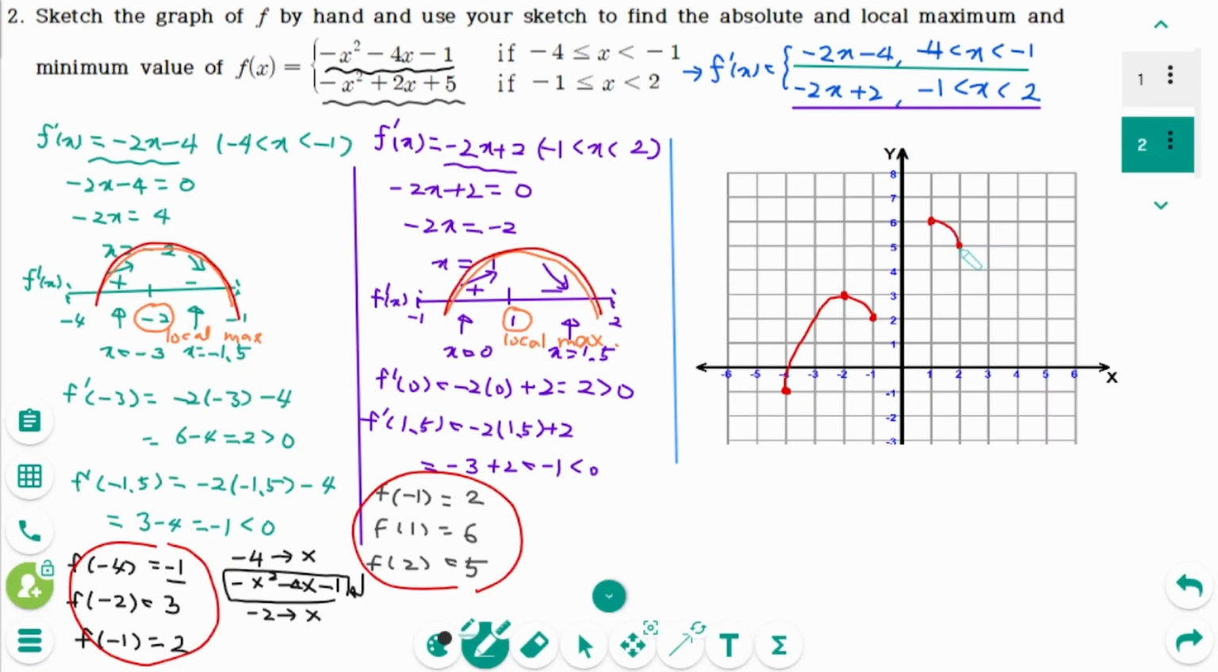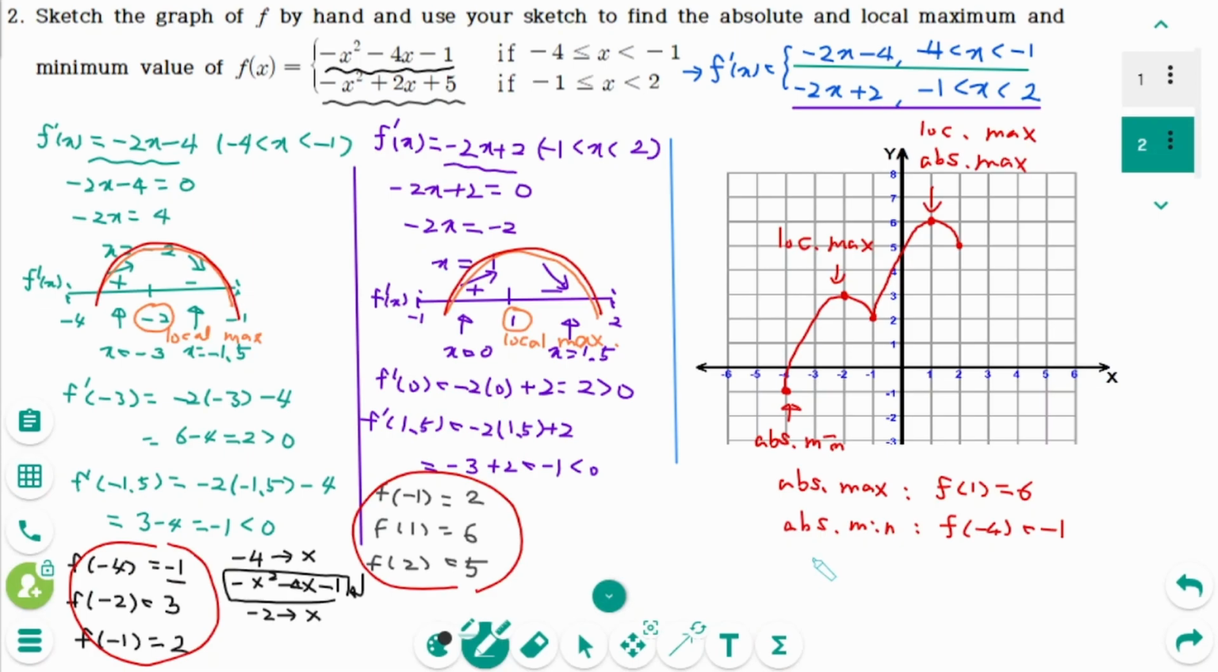Another curve. The absolute maximum is here: f of 1 equals 6. The absolute minimum: f of minus 4 equals minus 1. Local maximum. This one is also a local maximum. Yes, f of minus 2 equals 3, and f of 1 equals 6. The last one, local minimum: f of minus 1 equals 2.